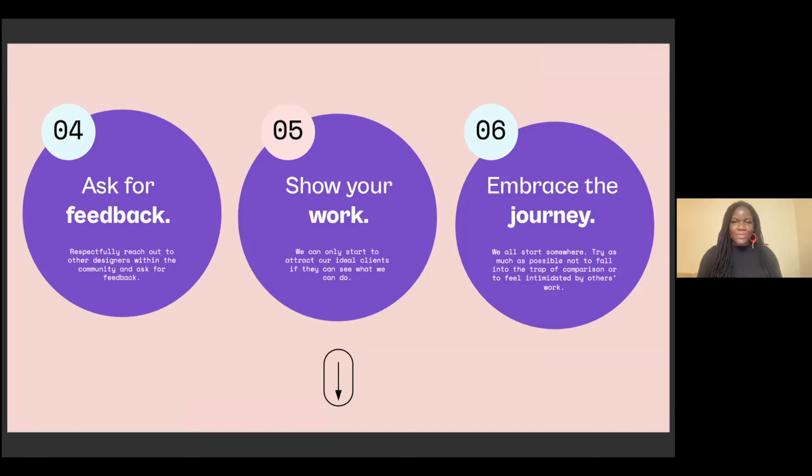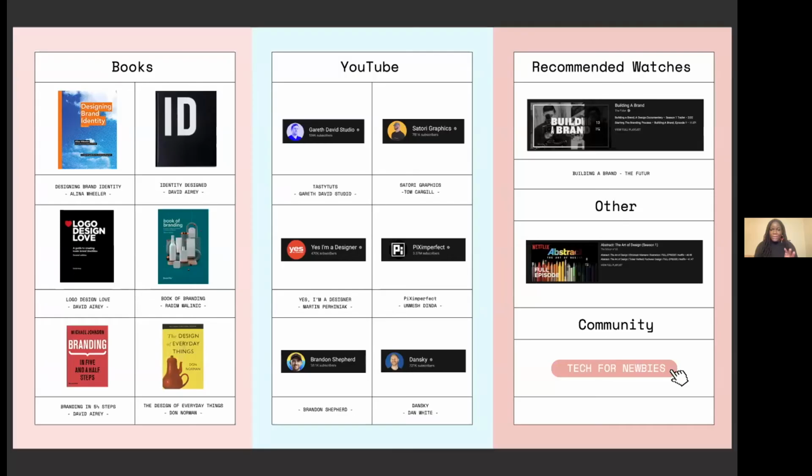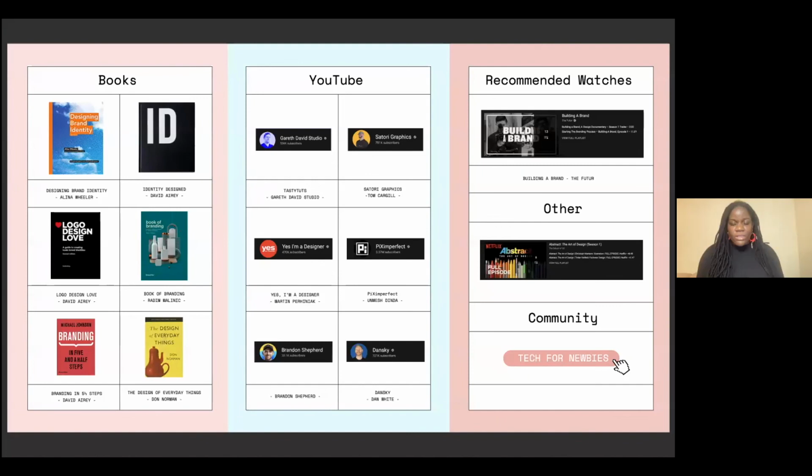So this brings me to the very end of my presentation. And I'm just going to add on to some of the resources that Chisa was talking about by Alina Wheeler. I want to talk about Identity Design and Logo Design Love by David Airey.